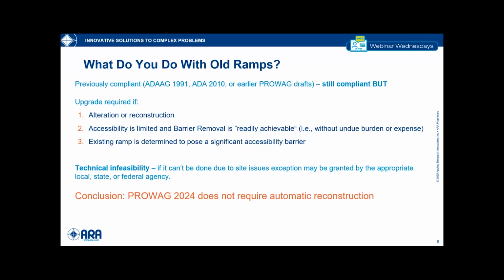The last thing there is if it's technically infeasible to make a ramp ADA compliant, say it's on a slope on a hill, or there's just no access, there's no space, then you can be granted an exception by the appropriate local, state, or federal agency. But you have to apply for that exception. You can't just say, oh, I don't have the space, I'm not going to do it. You have to apply to get that exception for your ADA ramp. So again, the biggest thing there is that you don't have to automatically reconstruct, but if you're going to reconstruct, you have to do it right.